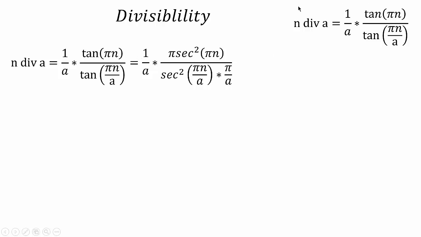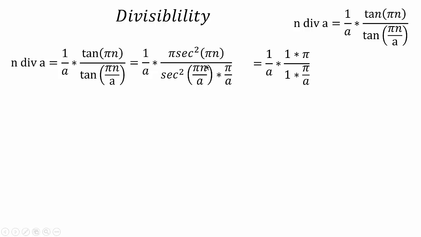Though we are considering these as discrete values, where n takes the values 1, 2, 3 and so on, we are considering the function as continuous, such that n may take any real number value. Considering this, we can differentiate it with respect to n, so we get this result in the numerator, and in the denominator we get sec squared pi n by a times pi over a. Since pi over a is the coefficient of n, it will come out, and in the numerator the coefficient of n is pi, so it will come out.